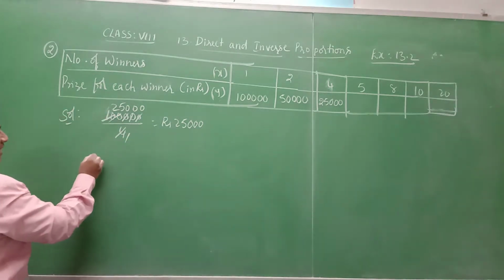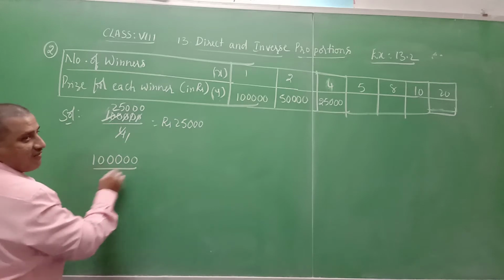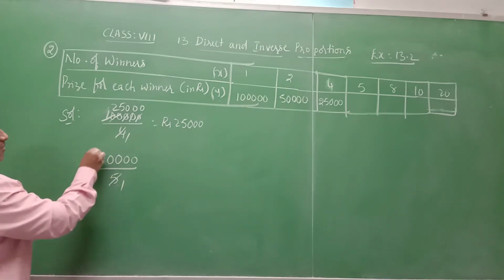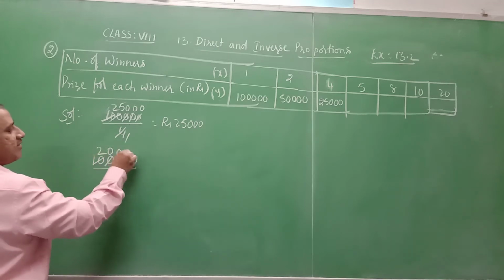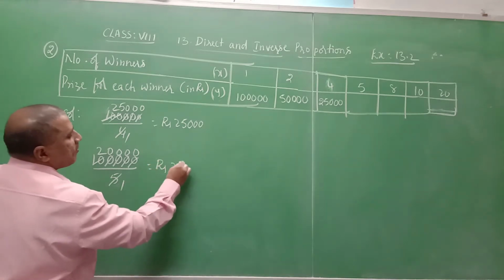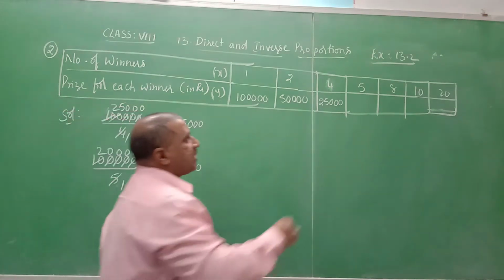Now if 5 winners are there, how much will they get? As they are getting equally, we will divide by 5. 5 ones are 5, 5 twos are 10, and 5 zeros are 0, 5 zeros are 0, 5 zeros are 0. So each one will get 20,000 rupees as prize money.